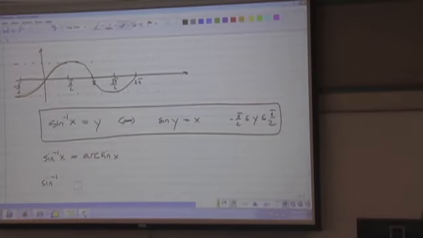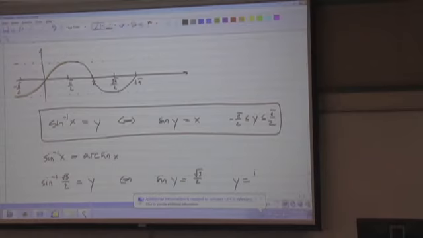So, if I ask you what is sine inverse of root 3 over 2, I changed it so it's not pi over 4 anymore. Do you remember how to do this? We name this y, and so the question is, sine of what angle gives you square root of 3 over 2? And y is pi over 3. Does that make sense?